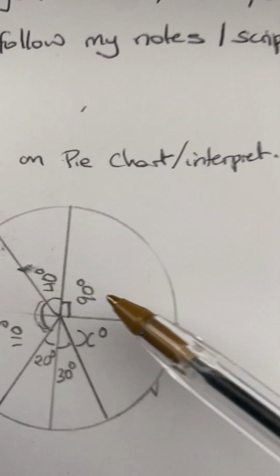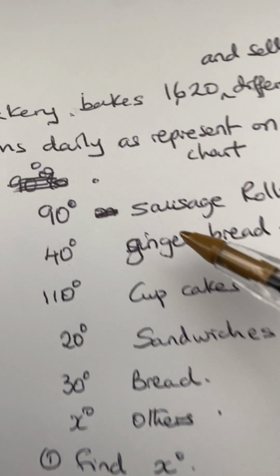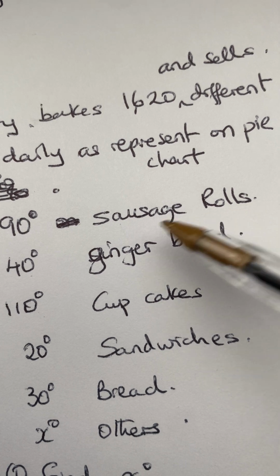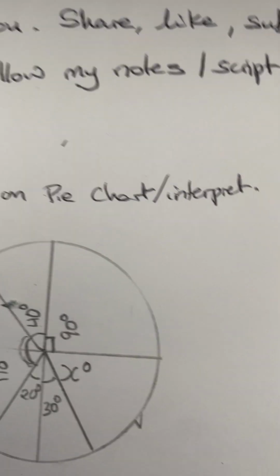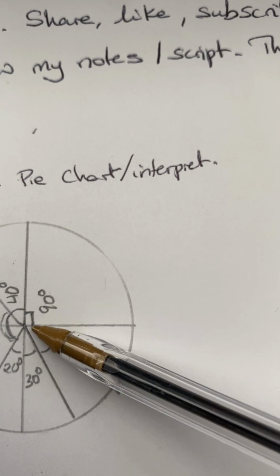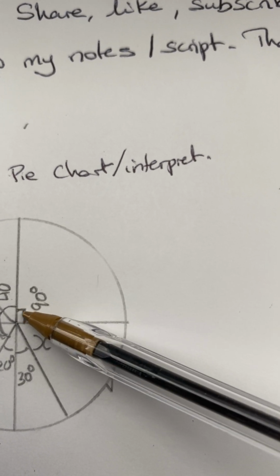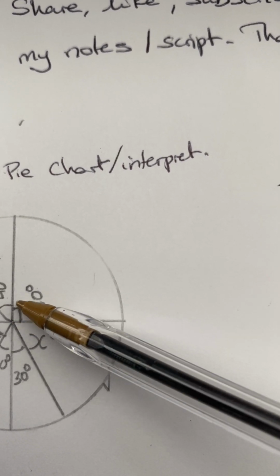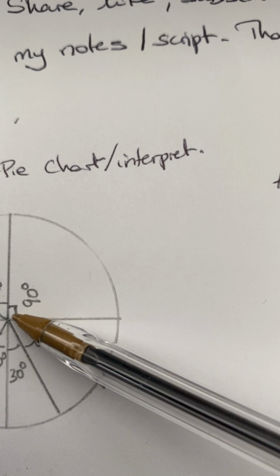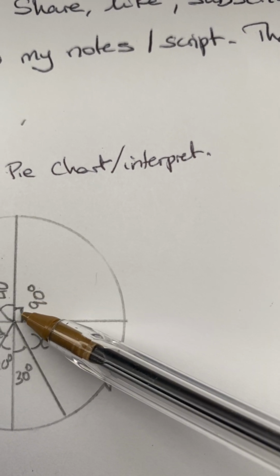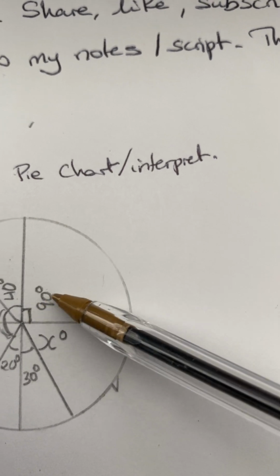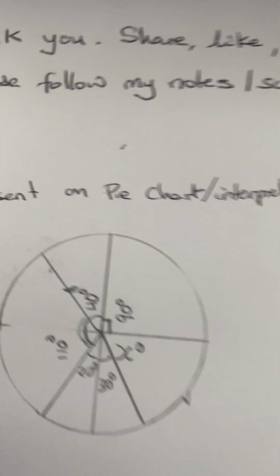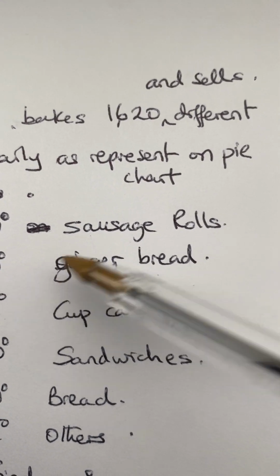If you look at the pie chart, it says 90 is sausage rolls. So that is my 90 with the right angle sign there. That shows you that it is 90 degrees. This sign here tells you it's 90 degrees, even in angles. Now we have 40 for ginger.